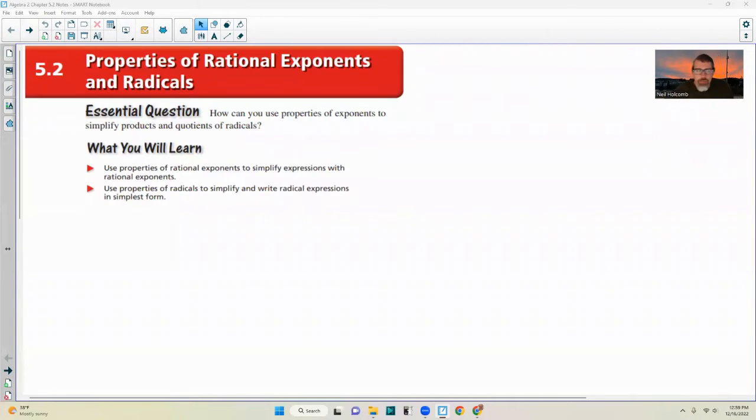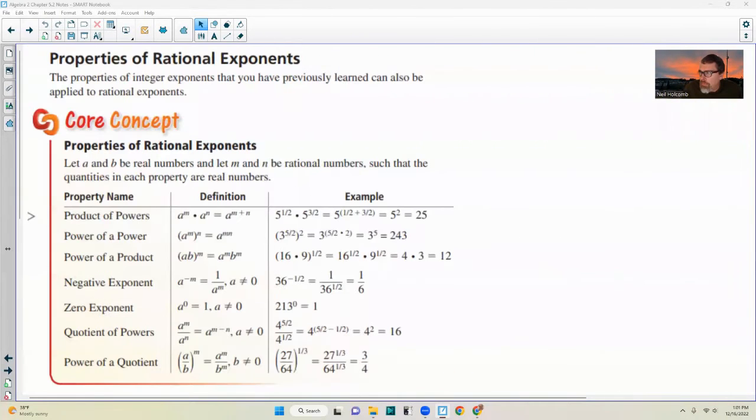Okay, this is chapter 5.2, properties of rational exponents and radicals. So the essential question here is, how can you use properties of exponents to simplify products and quotients of radicals? What you will learn is how to use properties of rational exponents to simplify expressions with rational exponents. And we're going to use properties of radicals to simplify and write radical expressions in their simplest form.